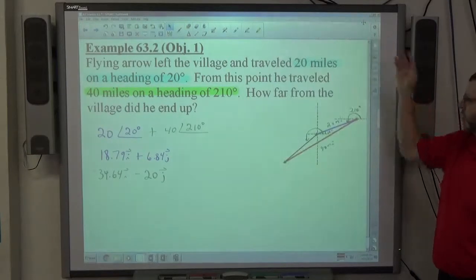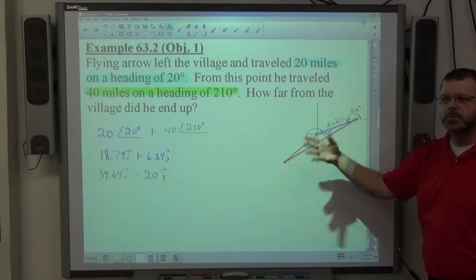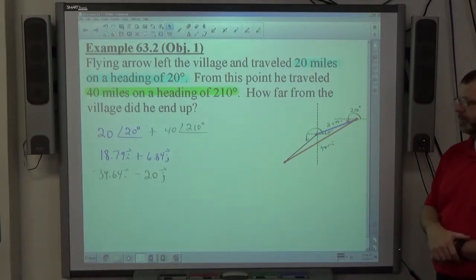So 34.64 miles west and 20 miles south. That also seems pretty reasonable, right? Based on what we're looking at. Indeed.